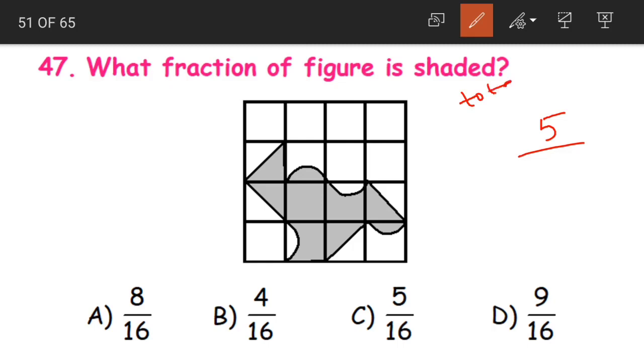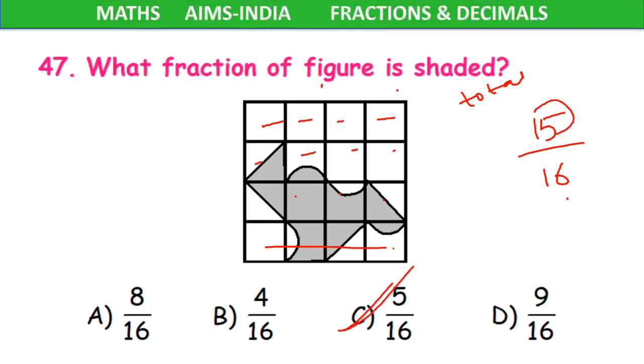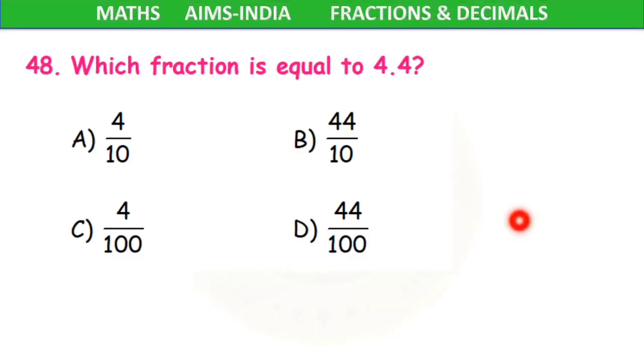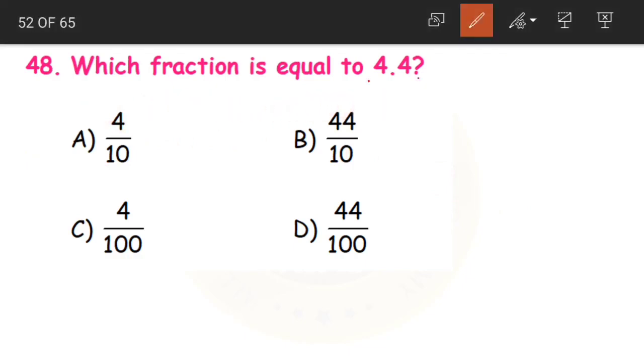Denominator will be the total number of blocks. We are having 1, 2, 3, 4, 5, 6, 7, 8, 9, 10, 11, 12, 16. In total we are having 16 blocks. So the fraction of the figure that is shaded becomes 5 by 16, option C. Next question 48. Which fraction is equal to 4.4?